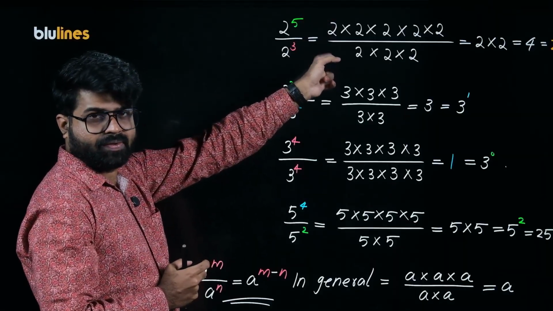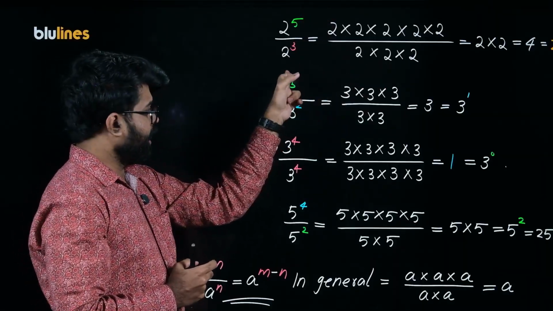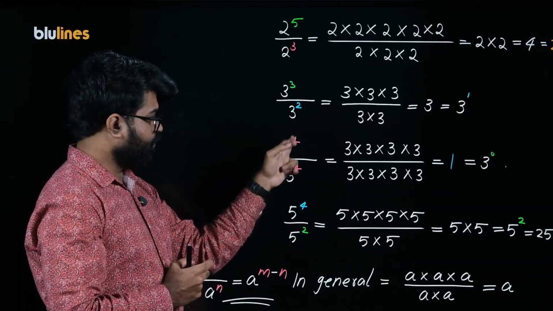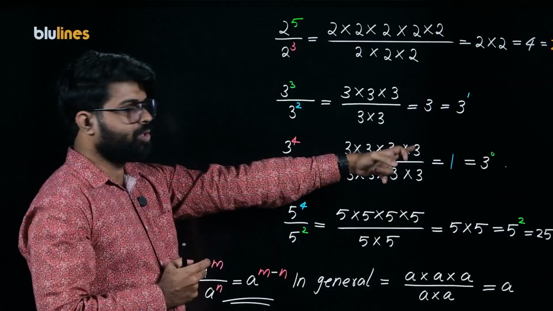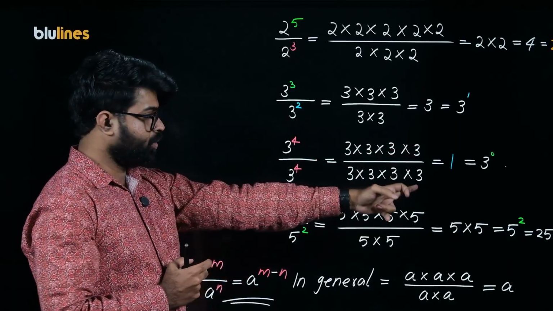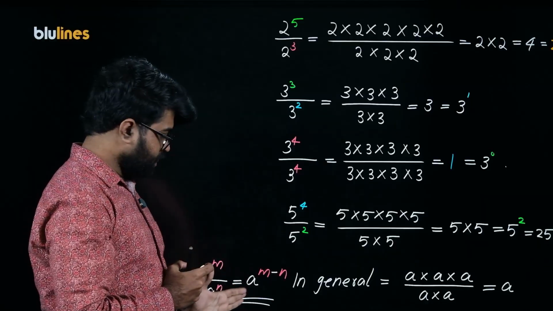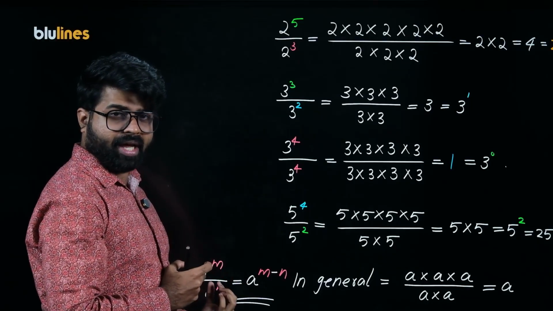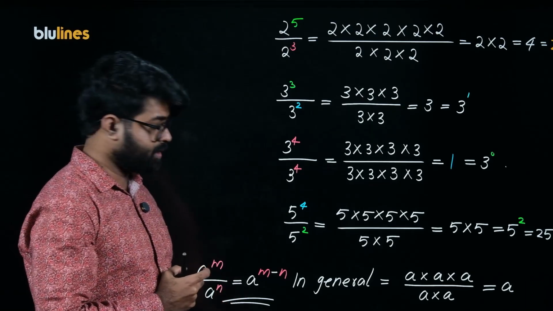You can see that here we have 5, here we have 3. So 5 minus 3 which is equal to 2. Here we have 3, here we have 2. So 3 minus 2 which is equal to 1. Here 4 minus 4 which is equal to 0. Similarly 4 minus 2 which is equal to 2. So based on this result, this was our conjecture, a to the power m upon a to the power n is equal to a to the power m minus n.